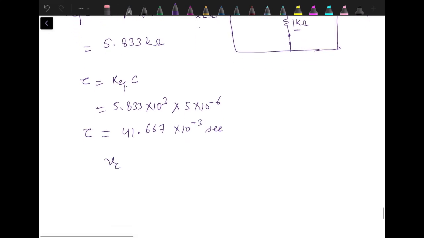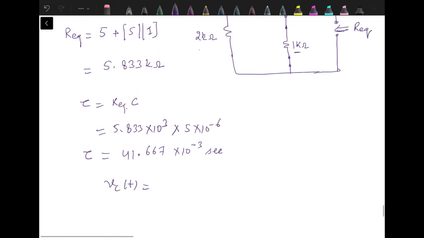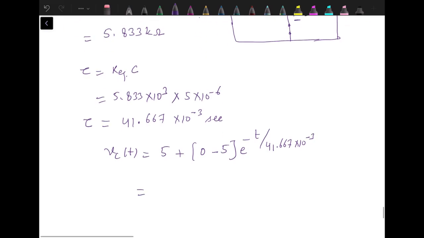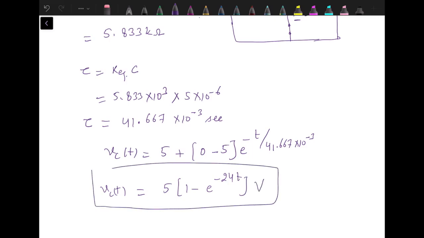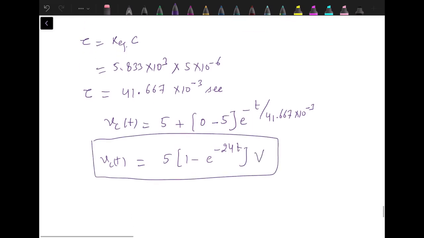So voltage Vc(t) is equal to V infinity, which is 5, plus V0, which is 0, minus V infinity 5, into e raised to power minus t by tau, with tau 41.667 into 10 raised to power minus 3. So which will give us the answer of Vc(t) as 5 into 1 minus e raised to power minus 24 t volts. This is the answer.